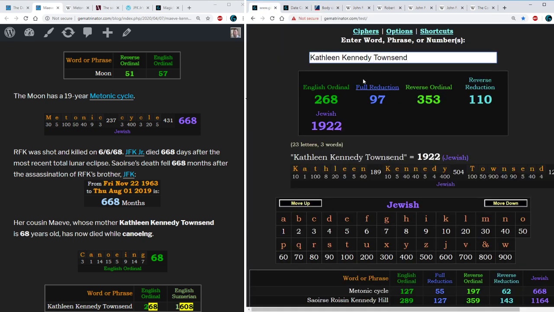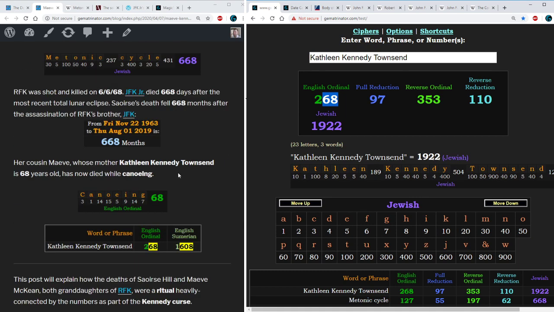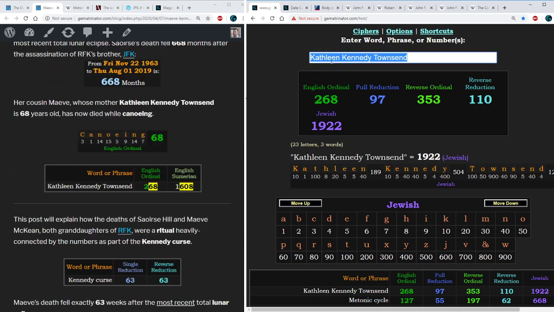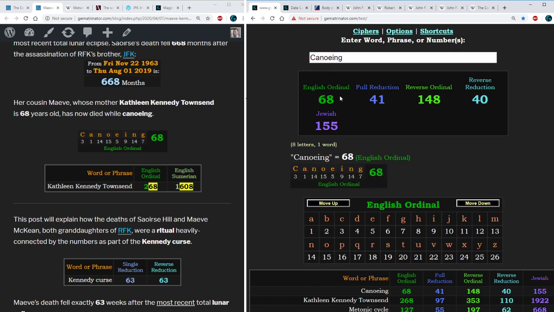Well, Kathleen Kennedy Townsend, like I said, she's currently 68, and the number 68 shows up a couple times in her name gematria as well. And now her daughter, Maeve, is dead from canoeing. Canoeing equals 68.